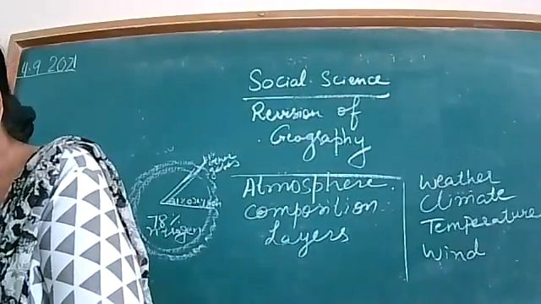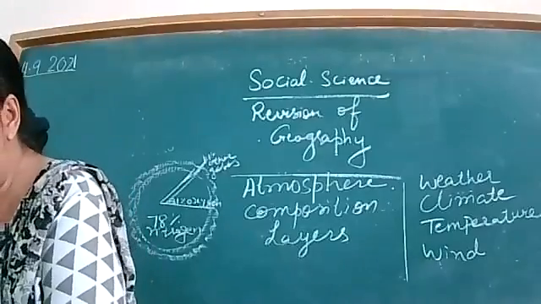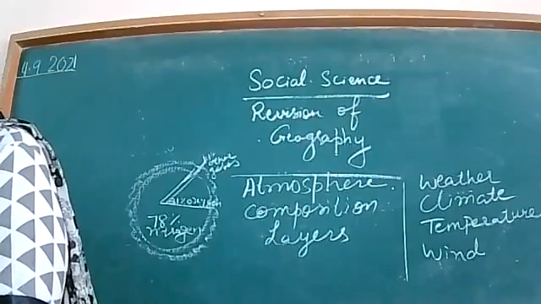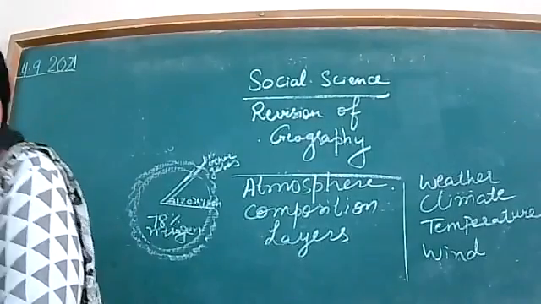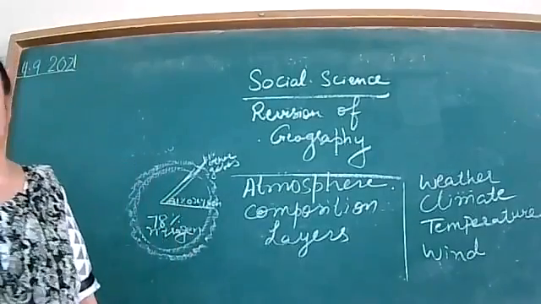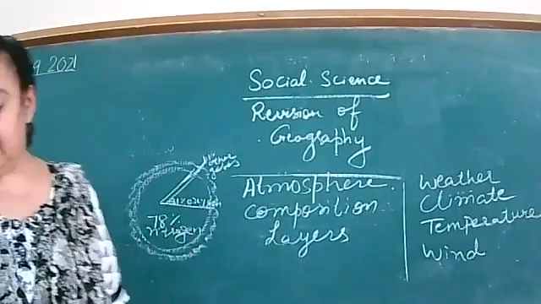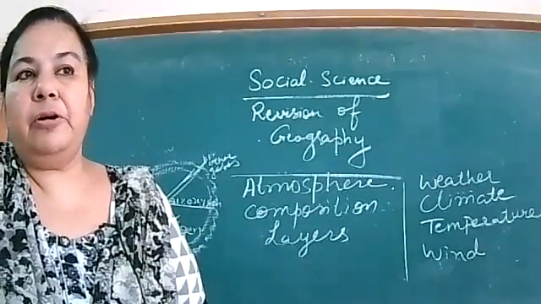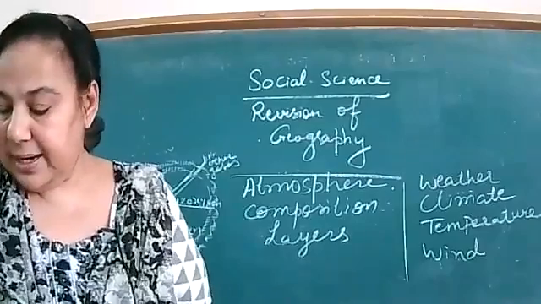Next is precipitation. Precipitation that comes down to the earth in liquid form is called rain.